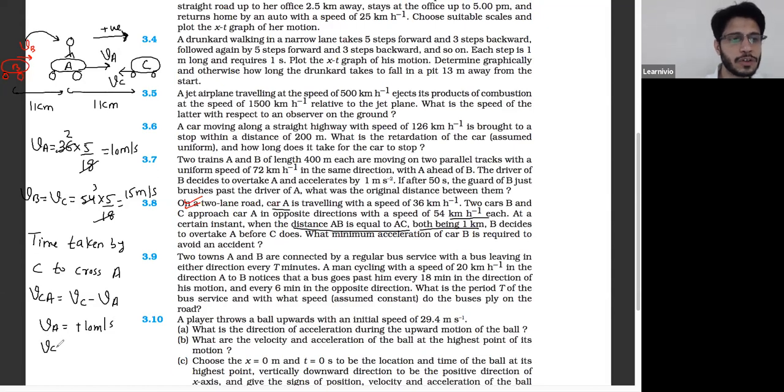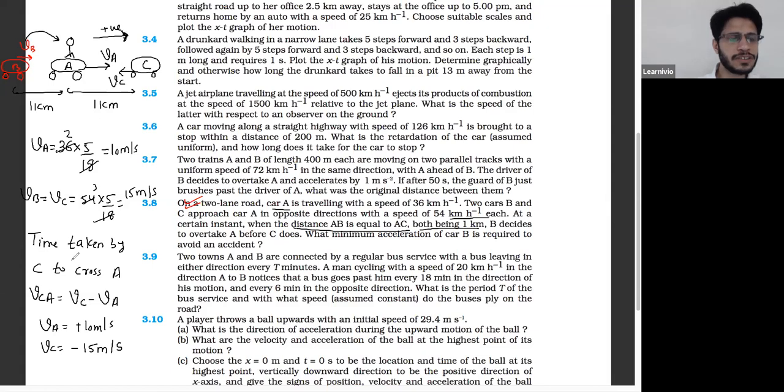Now tell me, VC is positive or negative? Negative. Why? Because it's moving backward, opposite to the direction that we have considered positive. We have considered right hand side to be positive. It's moving to the left hand side, so it's negative. So how much is it? It's minus 15 meter per second.